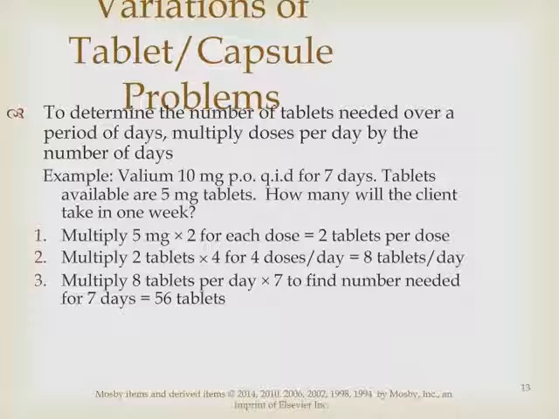For me personally, the way that I would do it is I would look at what is the ordered dose, what is the strength that the tablets come in, and then I would multiply that by the number of doses in one day, and then I would multiply that by the number of days that I'm trying to calculate. And so for that method, it would be number 1 for me, 5 milligrams, and I need 2 tablets per dose. I need 4 doses in one day. So I know that I need to have 8 tablets times 7, which comes up to 56 tablets for 1 week.